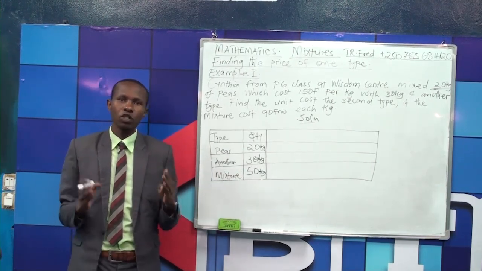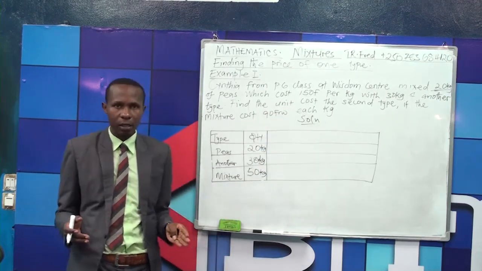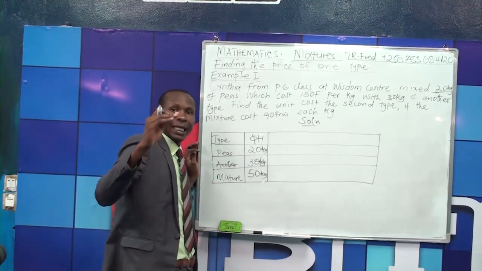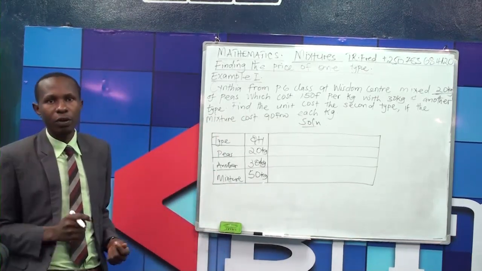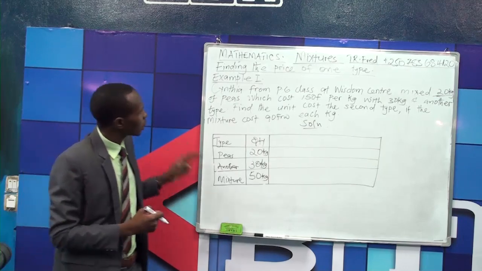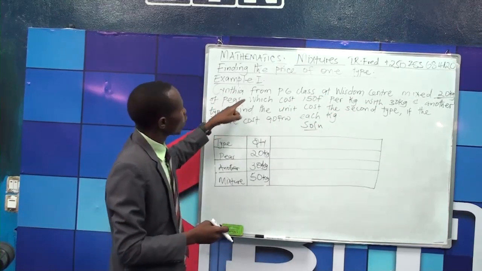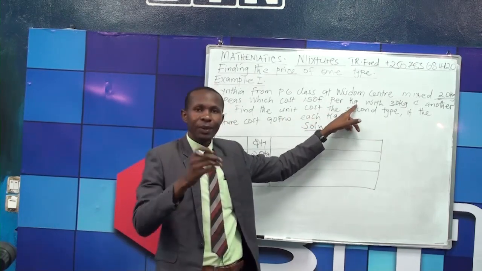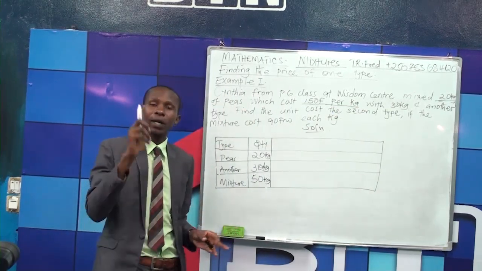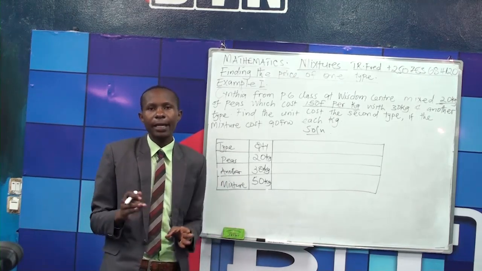So I want us to identify their unit cost. How much was each kilogram costing, basing on the statement they have given us? When you look at type A in the statement, we are now coming to find the amount that one person can spend on only 1 kilogram of piece, or how much it was sold at. According to our question, Cynthia from P6 class at Wisdom Center mixed 20 kilograms of piece, which costs 150 per kilo. So it means all the 20 kilograms were costing 150 per kilo. So 1 kilogram is equal to 150 francs, and we shall identify that amount as unit cost.